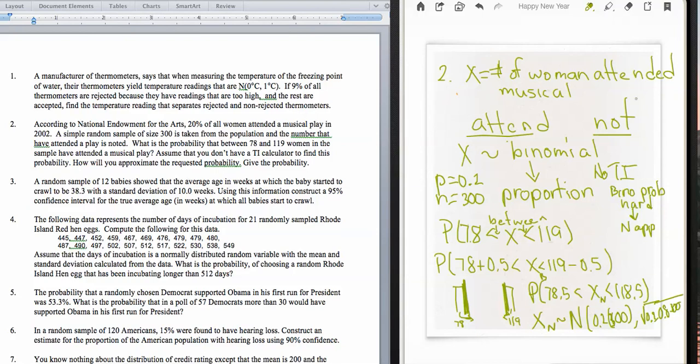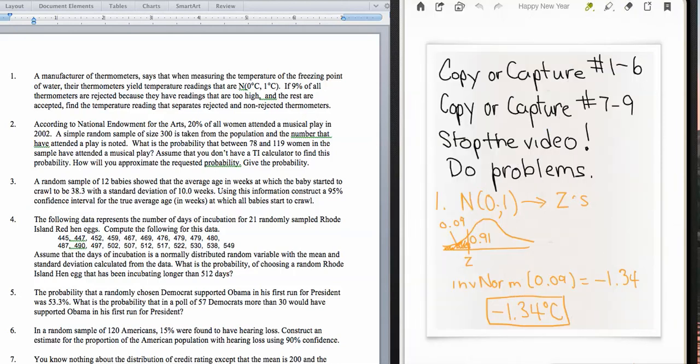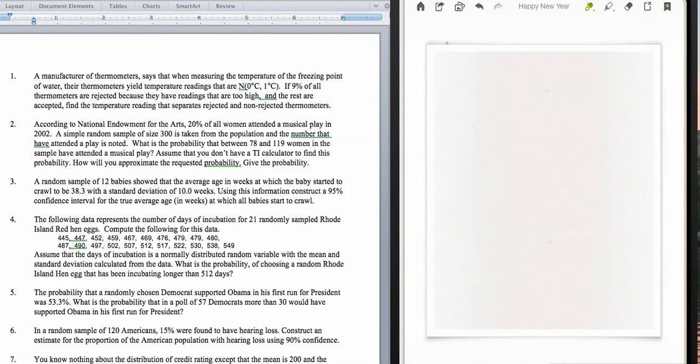Now I don't have enough room. I know the next page is not empty, so I'm going to turn back to the last page, erase it, and start writing again. And now I'm going to actually find my mean, 0.2 multiplied by 300. That's going to give me 60. So that was my mean. And my standard deviation that I'm going to use here is going to be 60 times 0.8, and then I'm going to take the square root of that.